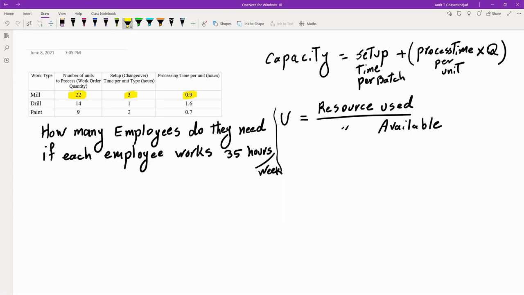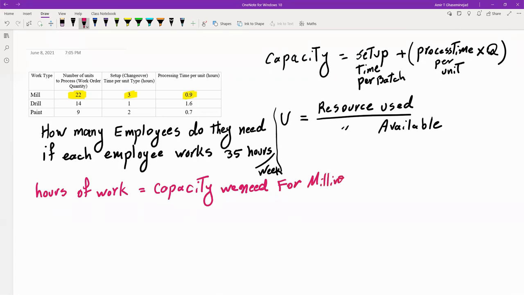Okay, so let's find out how many hours of work must be done. In other words, the capacity we need for milling. Okay, so we need, of course, 3 hours for setup time plus 22 multiplied by 0.9 for each one of those 22 jobs that must be done. So please tell me how many hours of work is necessary to do the milling.